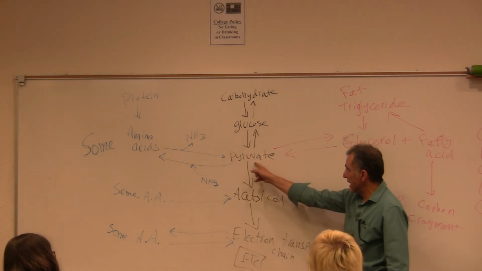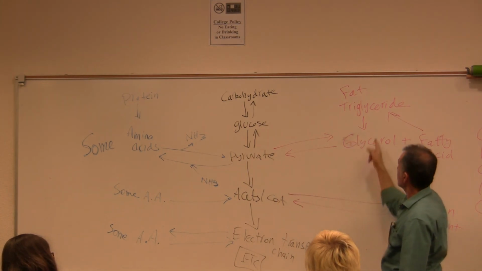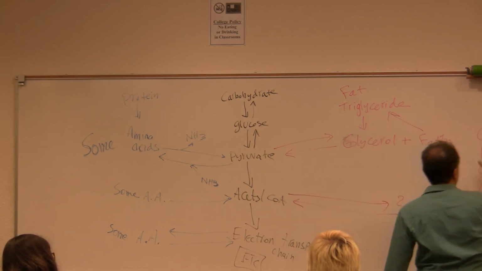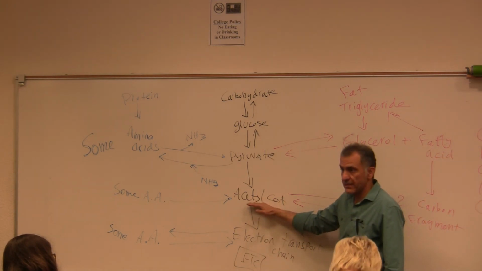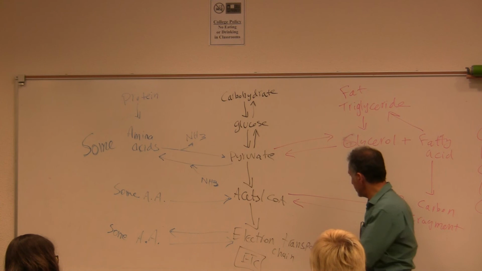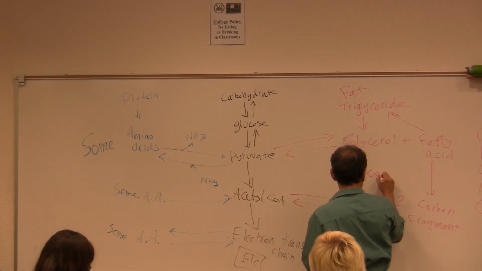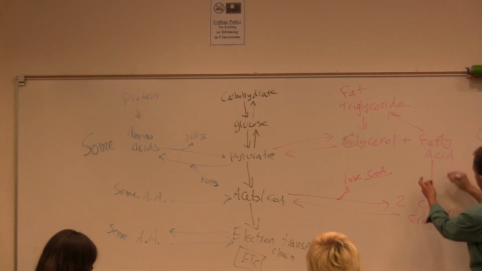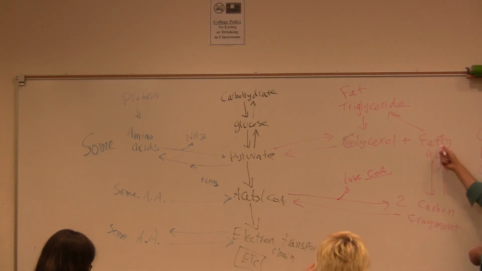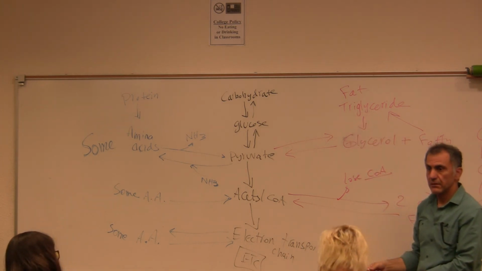So what happens? It becomes pyruvate. Pyruvate becomes glycerol. Glycerol becomes a portion of triglyceride. All of that carbohydrate becomes acetyl-CoA. Acetyl-CoA loses the CoA and becomes what? Two carbon fragments. Two carbon fragments are put together and become fatty acids. Fatty acids are deposited in the fat cells.